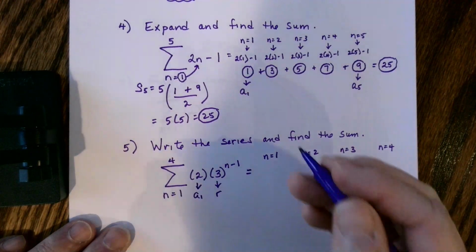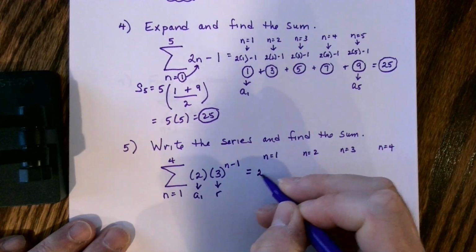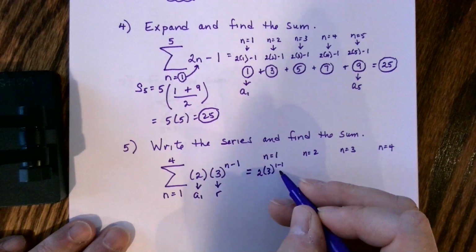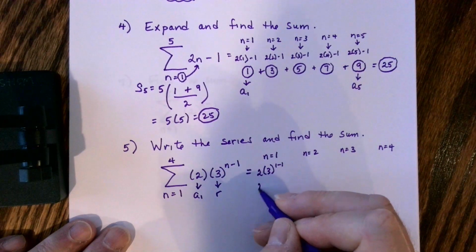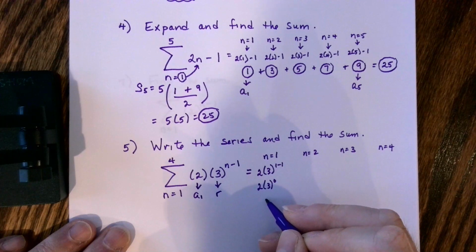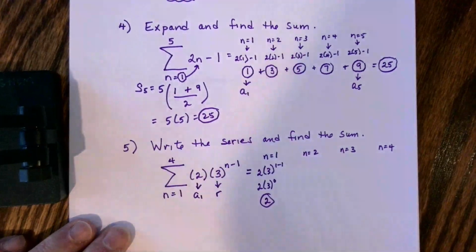Let's do some calculations now. 2 times 3 to the 1 minus 1 power, well 1 minus 1 is 0. 2 times 3 to the 0 power is 1, so I end up with a value of 2 here.